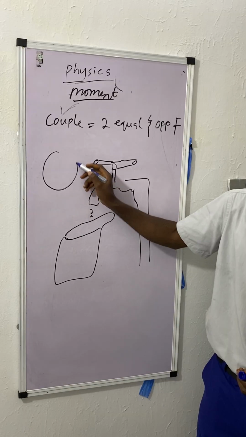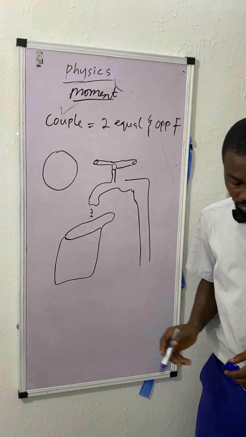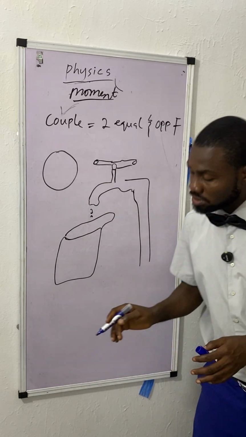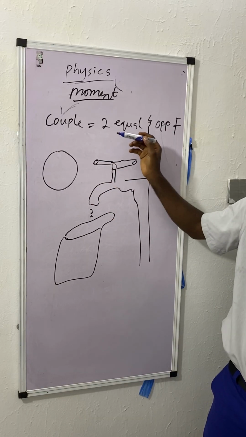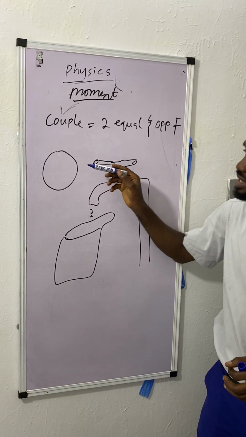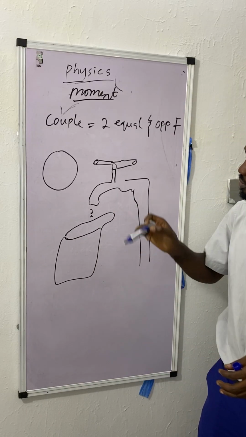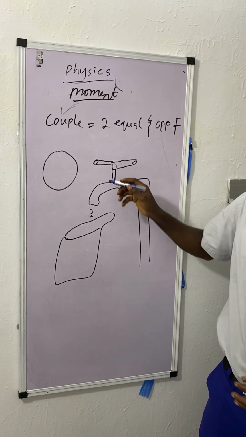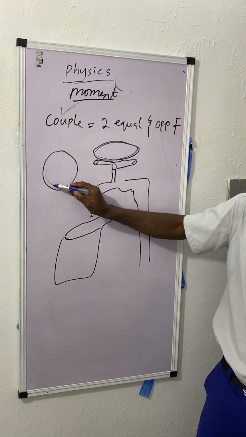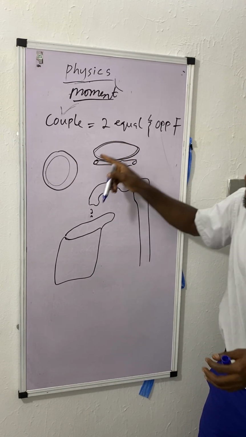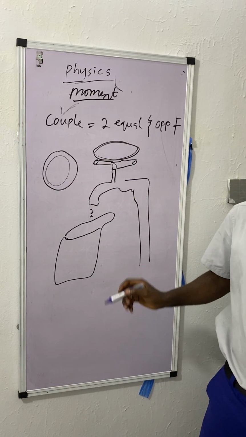Torque is the circle created by a couple. Torque is the what? The circle created by a couple. Remember, this couple creates a circular rotation. So that circular rotation created by this couple is known as a torque. All right? That circular rotation created by the couple is known as a torque.